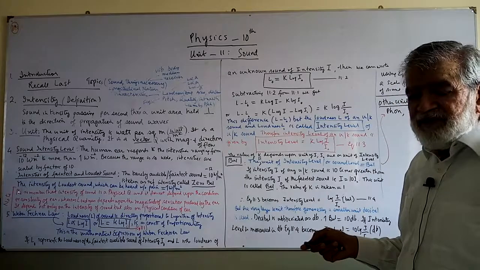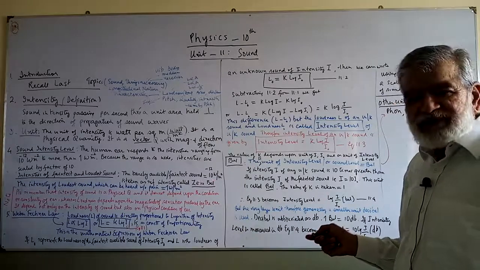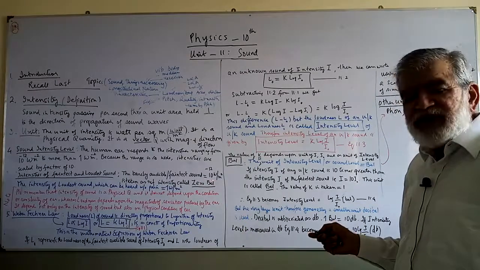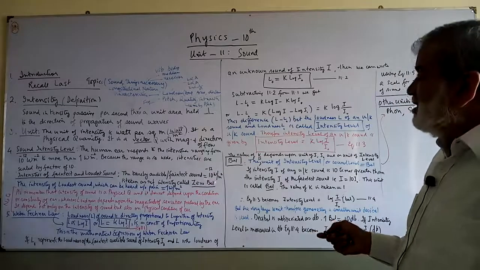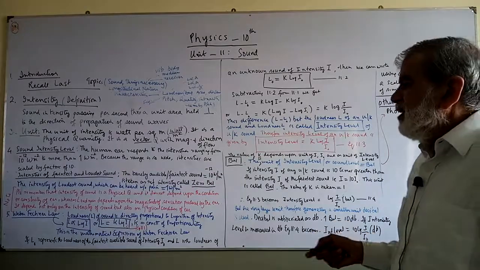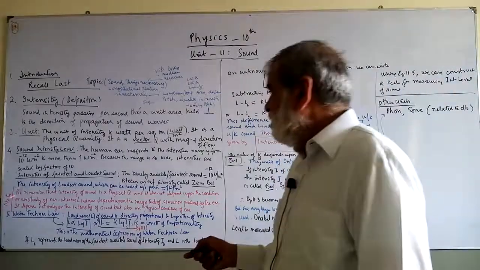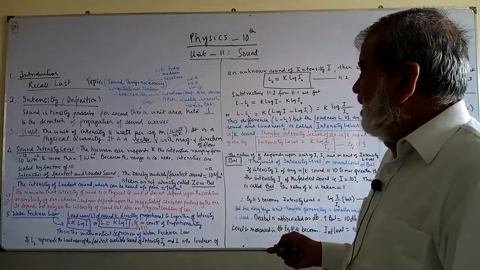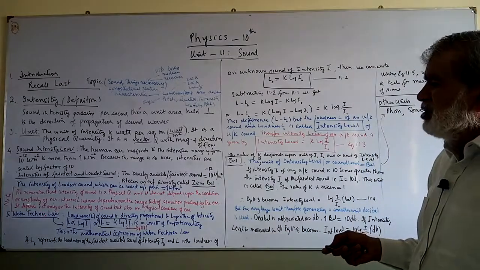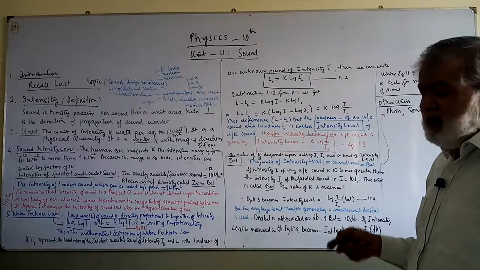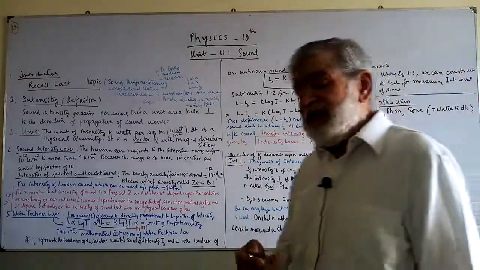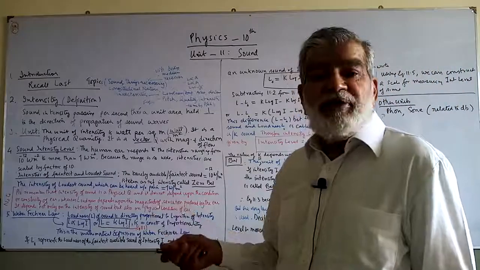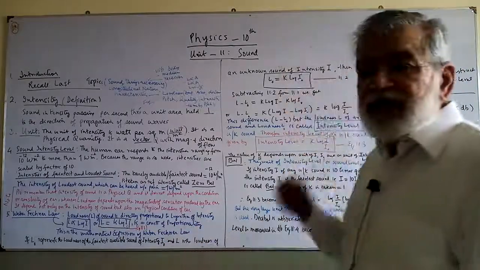So please remember, the faintest is 10^-12 watts per meter square. The maximum is 1 watt per meter square. And 10^-12 watts per meter square is taken as the zero bel. Okay. So I have written it down also. Please note that intensity of sound is a physical quantity, and it does not depend upon the condition or sensitivity of the ear. It does not depend, because a physical quantity is something that is measurable. When it is coming out of a source of sound, then it is going and striking the ear.